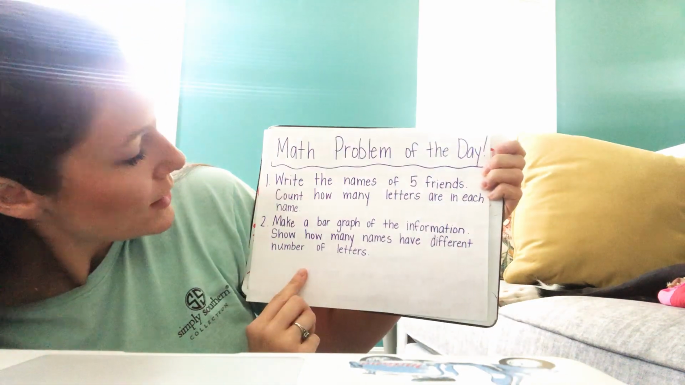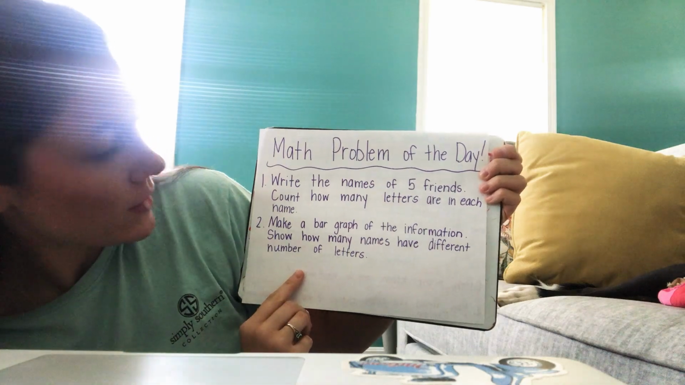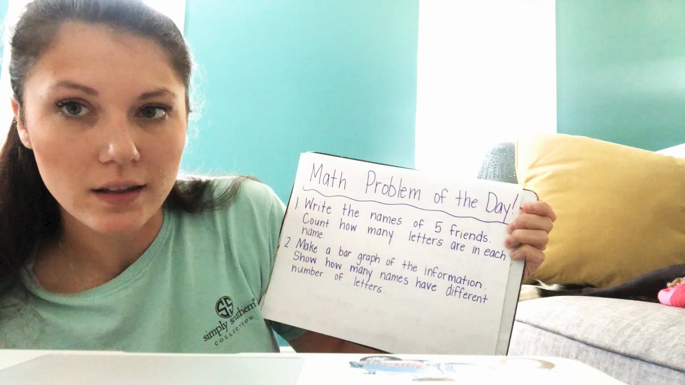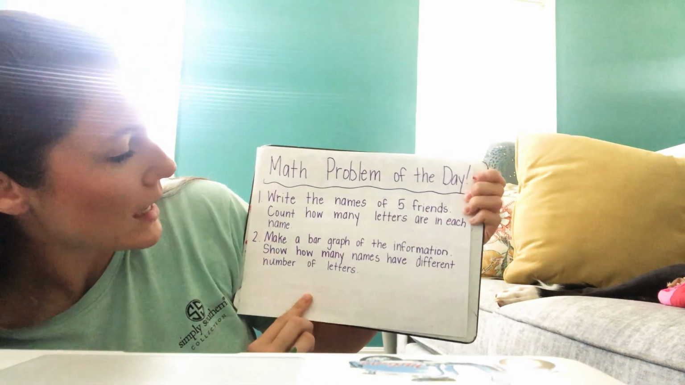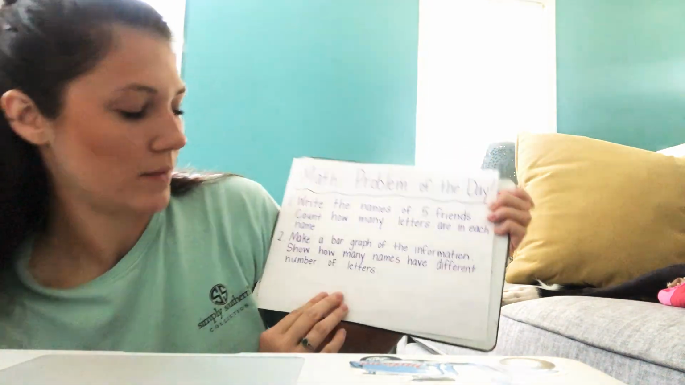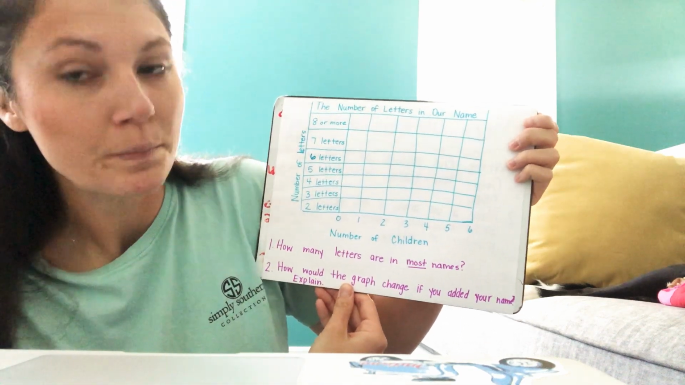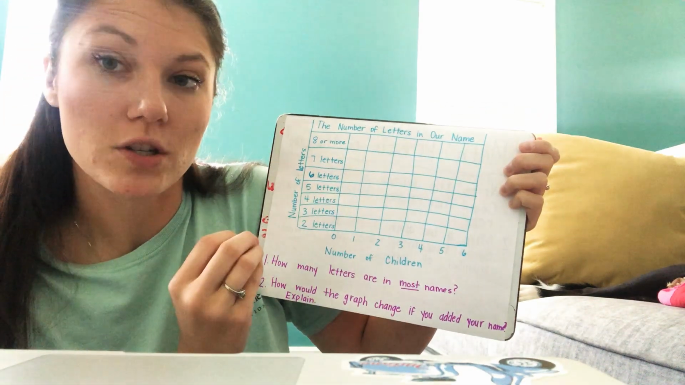The second thing says, make a bar graph of the information. So the information that you just had, you had 5 friends and then you counted each letter in their names. Show how many names have different numbers of letters. So here is the graph that I would like for you to use, and your parents or whoever can draw this for you. And then you're gonna plug in all your information.